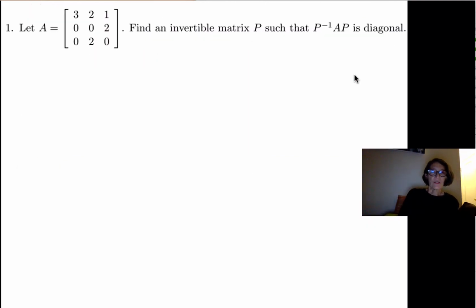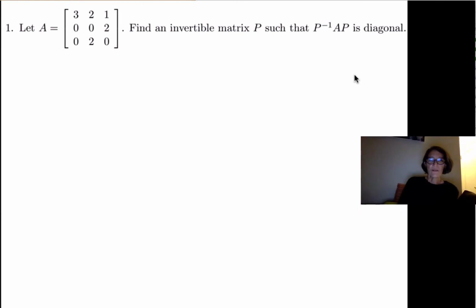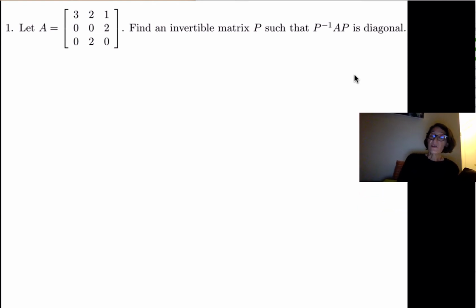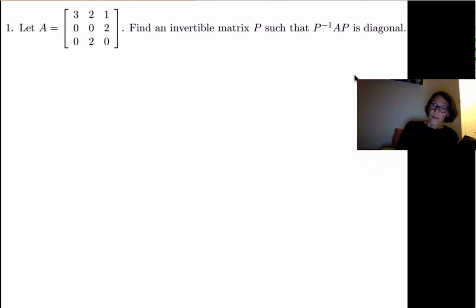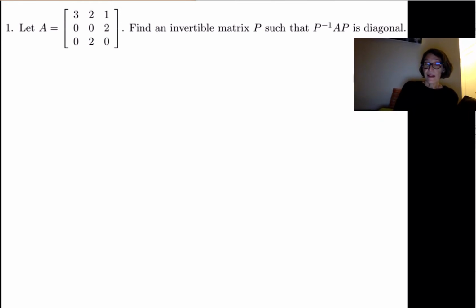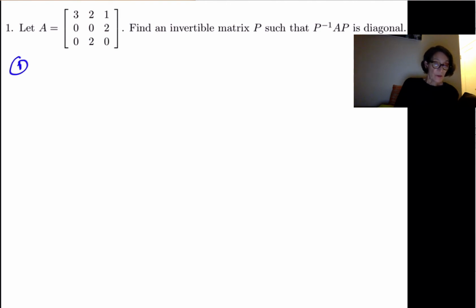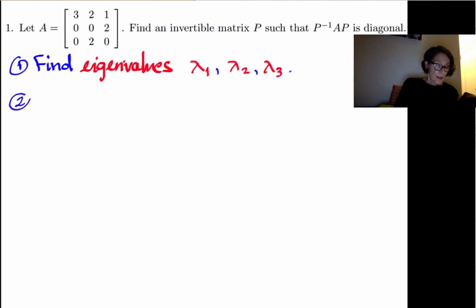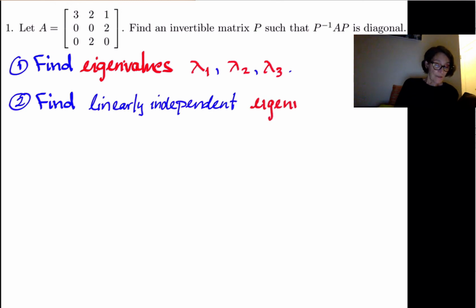So let's look at this 3 by 3 matrix A, and it says find an invertible matrix P such that P inverse AP is diagonal. Well, it's only possible to find such a matrix P if A has an eigenbasis. In other words, A has to have three linearly independent eigenvectors. So let's see if we can find them. The first step, of course, is to find the eigenvalues. Let's call those lambda 1, lambda 2, and lambda 3. And then we'll find, hopefully, three linearly independent eigenvectors.